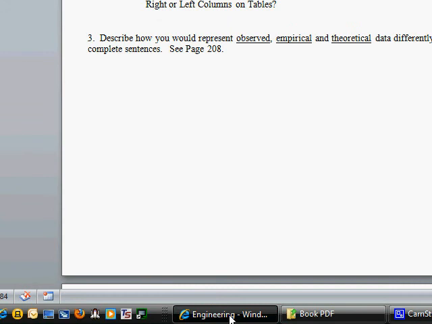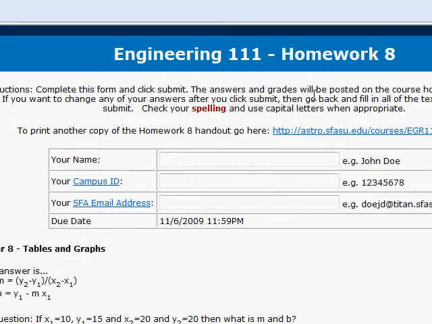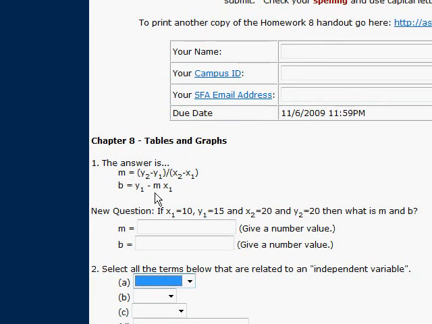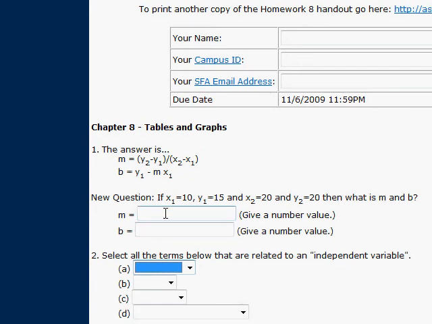Now, when you're entering this into the web form online, again, I give you the equations here, so I'm not asking you to write those equations in. Instead, I'm asking you to calculate some values based on these coordinates, x1, y1, x2, y2. Use those values to calculate the slope and the y-intercept.